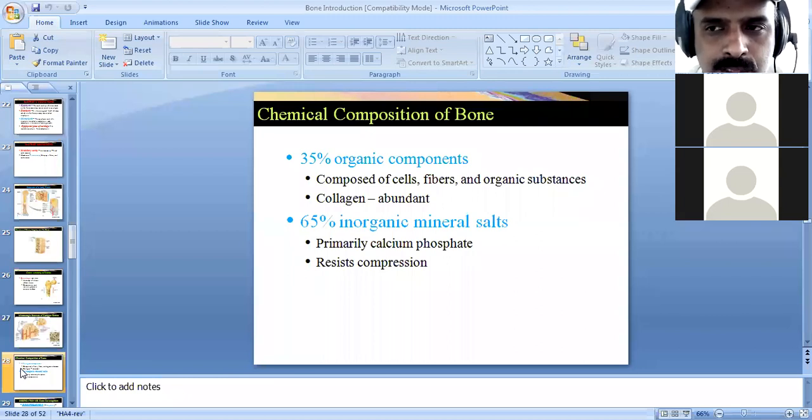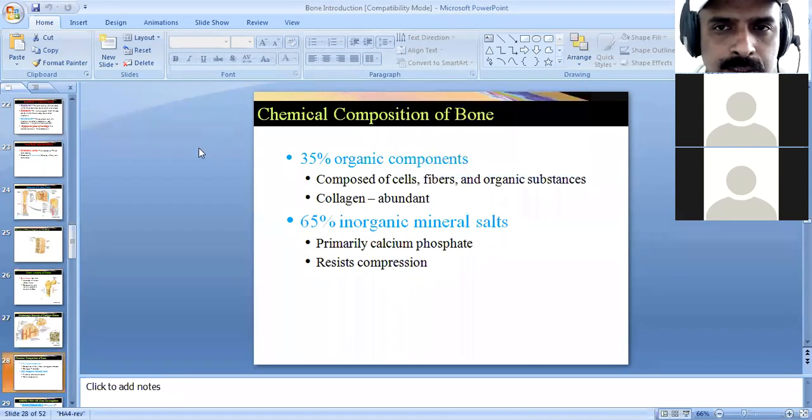Here, the chemical composition of the bone: 35% organic components, composed of cells, fibers, and organic substances. Collagen is abundant; it makes up the 35% organic components. Next comes the 65% inorganic mineral salts, primarily calcium phosphate, which resists compression. So calcium phosphate, calcium carbonate, and traces of other elements, which we are going to cover.